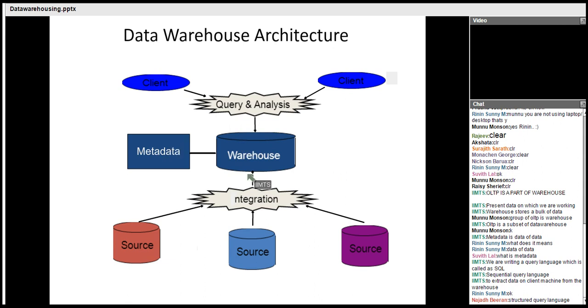It has two names. We can call it a sequential query language, or we can call it a structured query language. Both names mean the same thing. The structured and sequential are the same. They are not different for SQL.